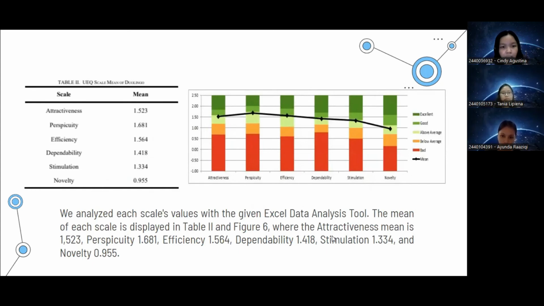We analyze the scale values with the given Excel data analysis tool. The mean of each scale is displayed in table 2 and figure 6 in this picture, where the attractiveness mean is 1.523, perspicuity 1.681, efficiency 1.564, dependability 1.523, stimulation 1.334, and novelty 0.955.